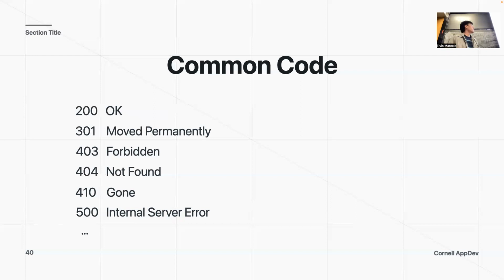And then some common codes: 200 is great, you were able to get the data. 301 means your data was moved, the website moved somewhere else. 403 means you can't access this because you're not allowed to. 404 means you can't find it. 410 means the website might have gotten totally deleted, it's not there anymore. And 500 is some error on the backend's fault.